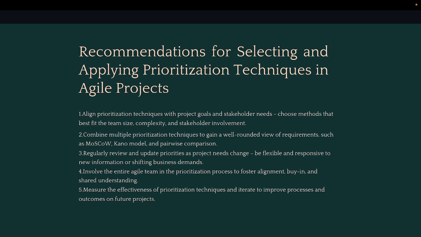Combine multiple prioritization techniques to gain a well-rounded view of requirements, such as MoSCoW, the Kano model, and pairwise comparison. Regularly review and adapt priorities as project needs change. Involve the entire agile team in the prioritization process to foster alignment, buy-in, and shared understanding. Measure the effectiveness of prioritization techniques and iterate to improve the process and outcomes on future projects.